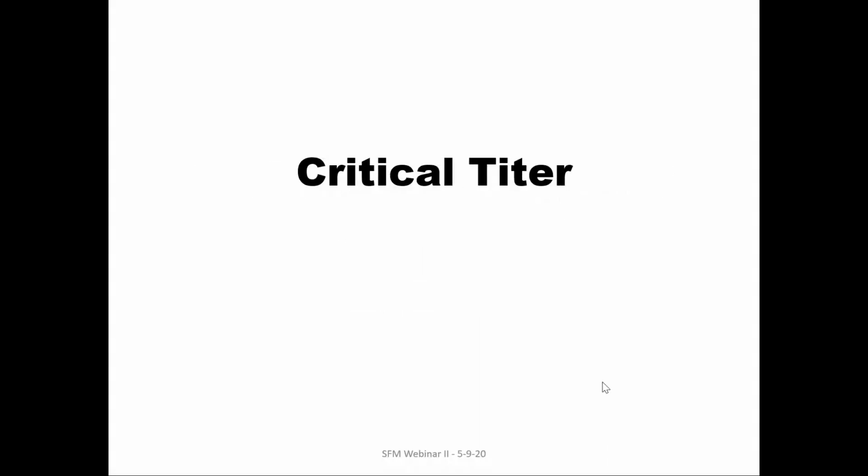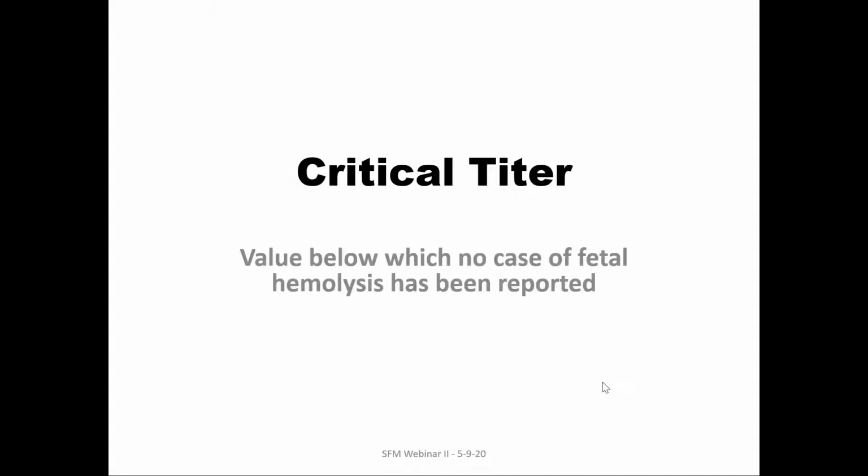Now, in most cases, this value is 1 in 16, and this value is what we call the critical titer. In other words, the critical titer is the value below which no case of fetal hemolysis has been reported. As I said, in most labs this would be a value of 1 in 16, but there are labs where it is 1 in 8, some where it is 1 in 32.